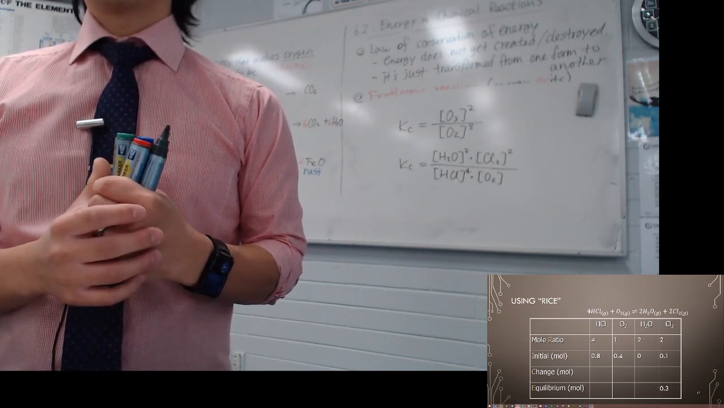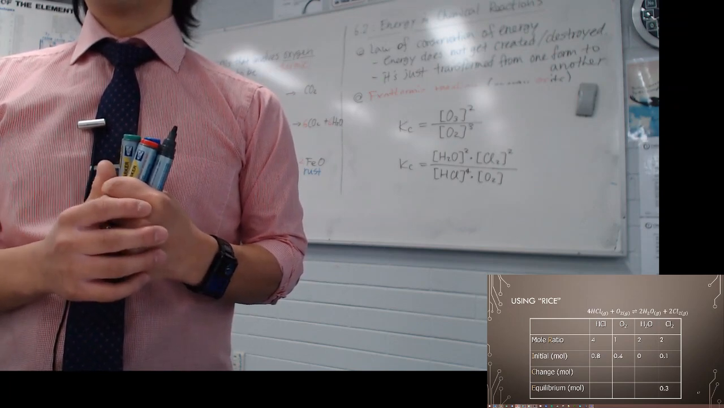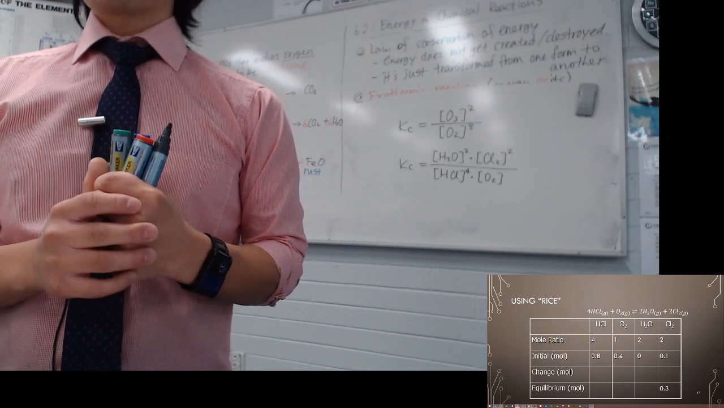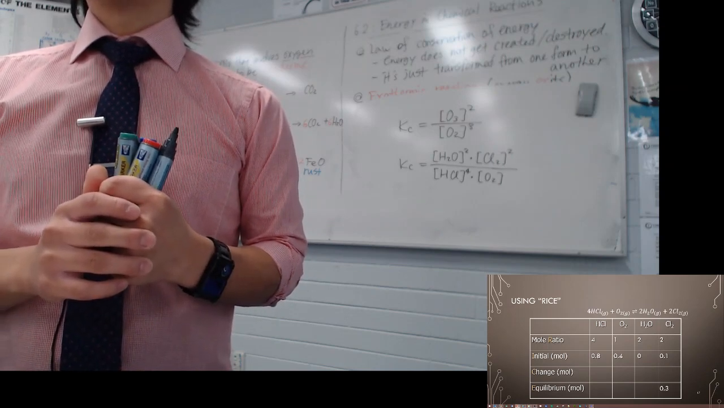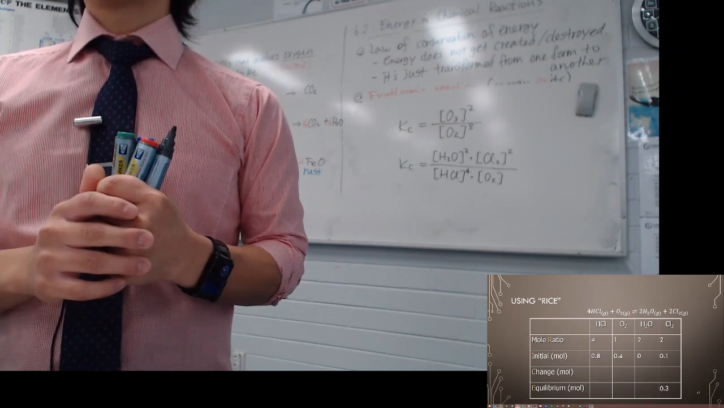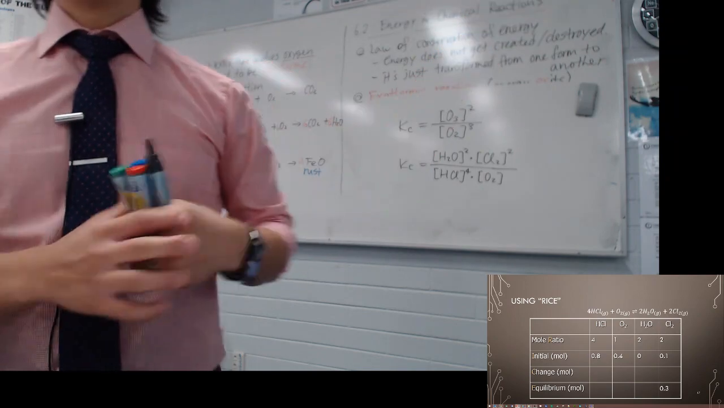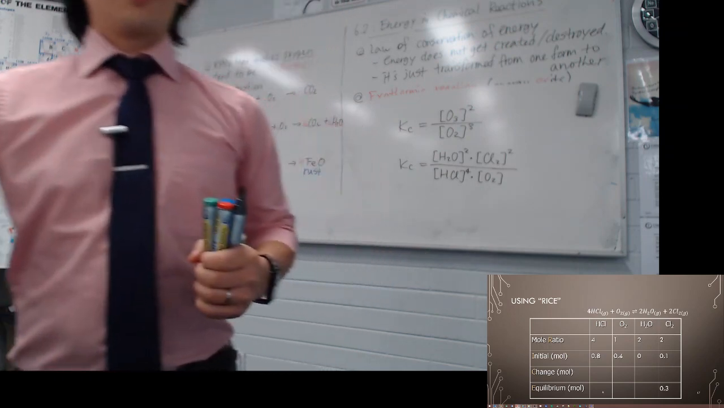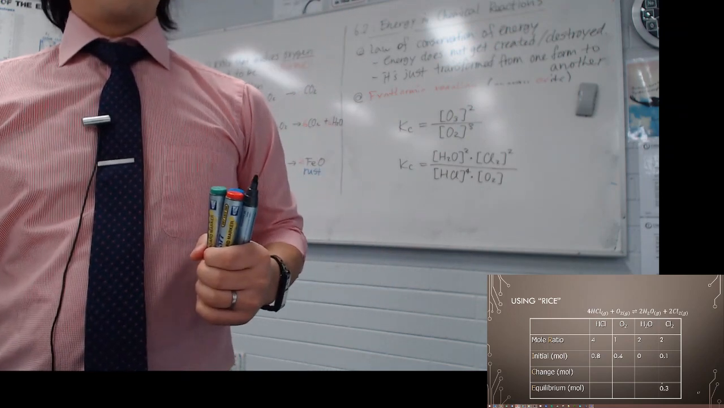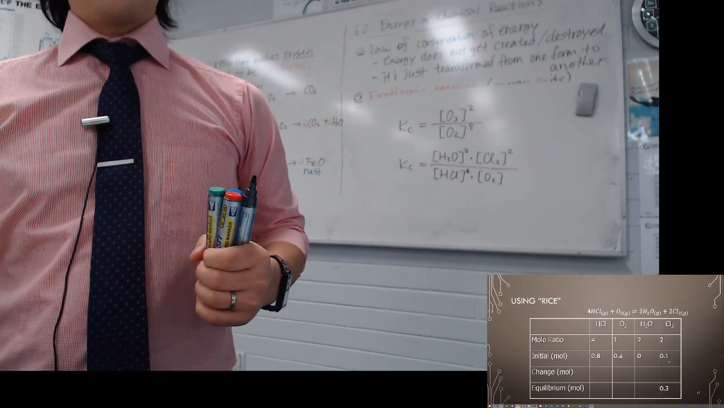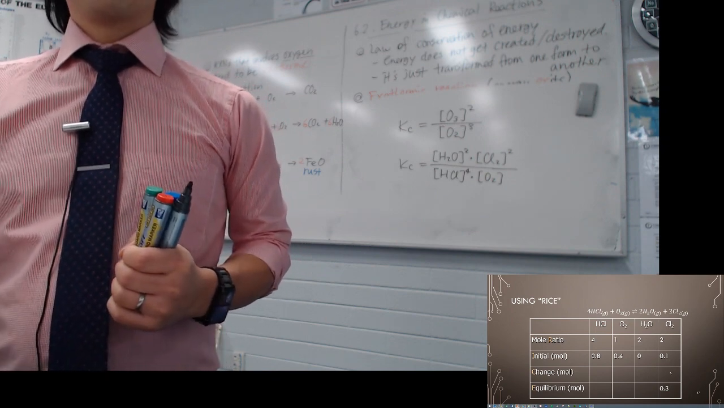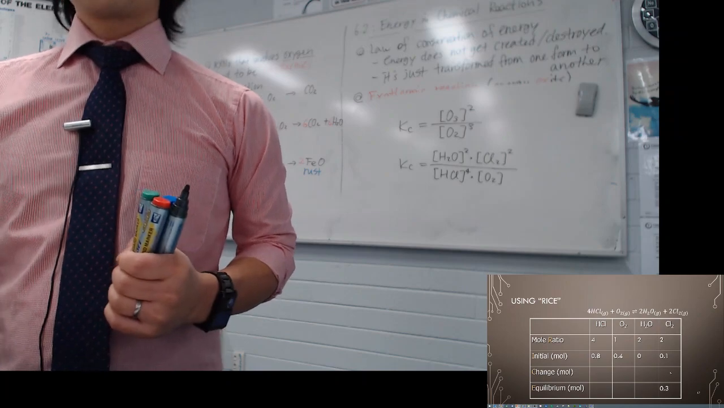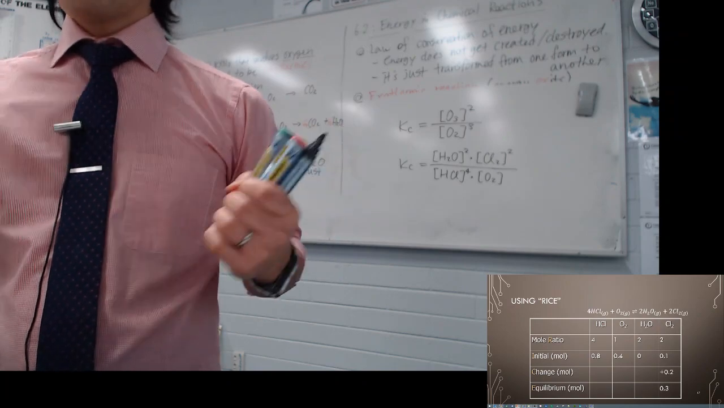Alicia? Rest of the table. Where would you start? Just look at this one. Do you notice 0.3 is here, and initially it was 0.1. So the change would be what? 0.2, good, and in the positive direction, because it increased.